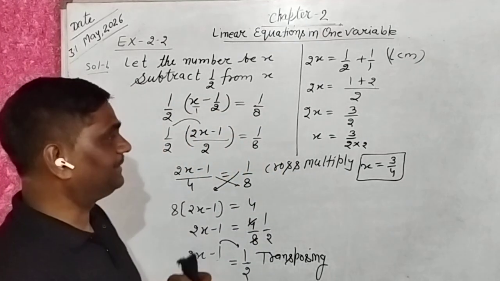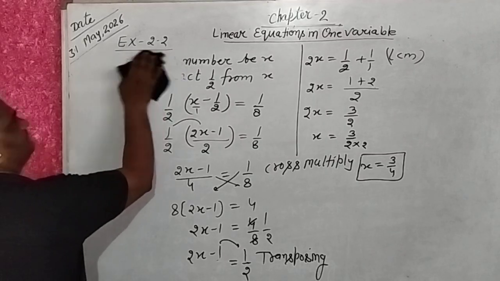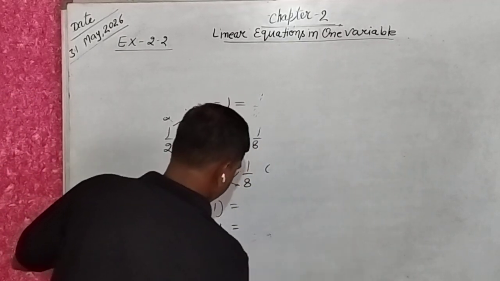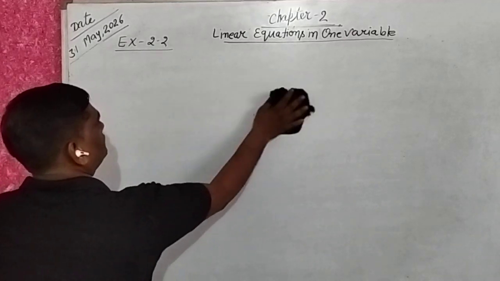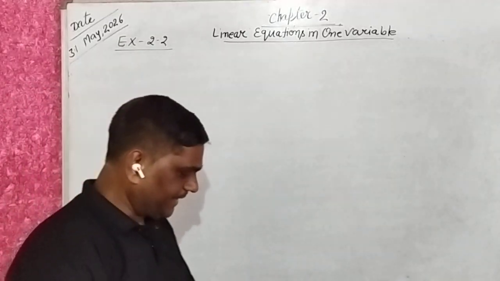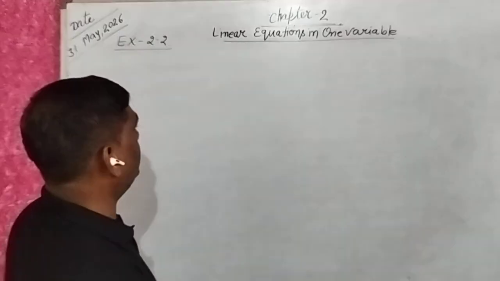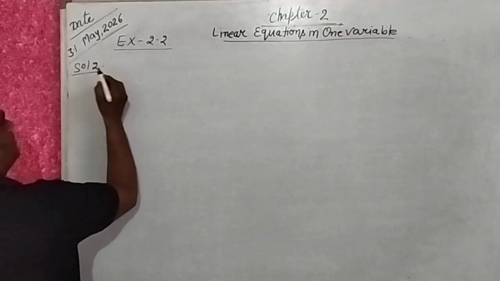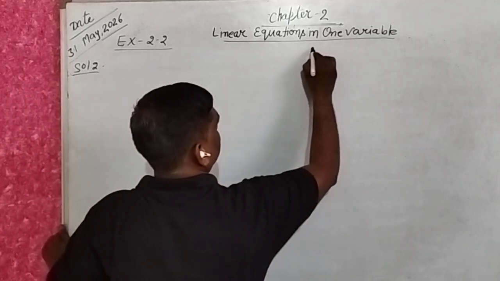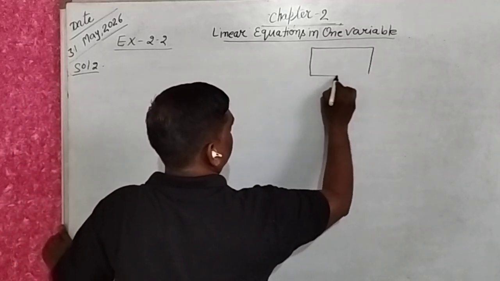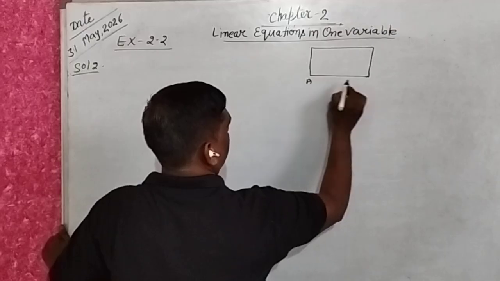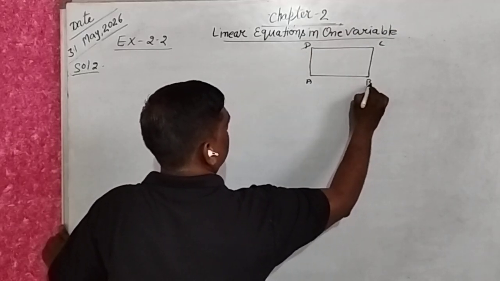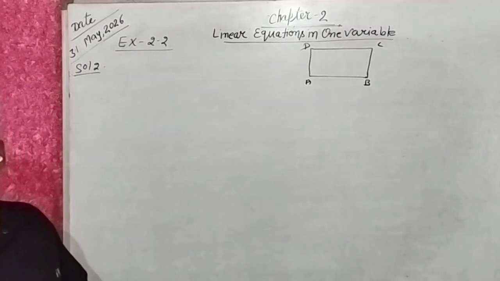Question number 2. The perimeter of a rectangle. First of all, you draw a rectangle A, B, C and D.